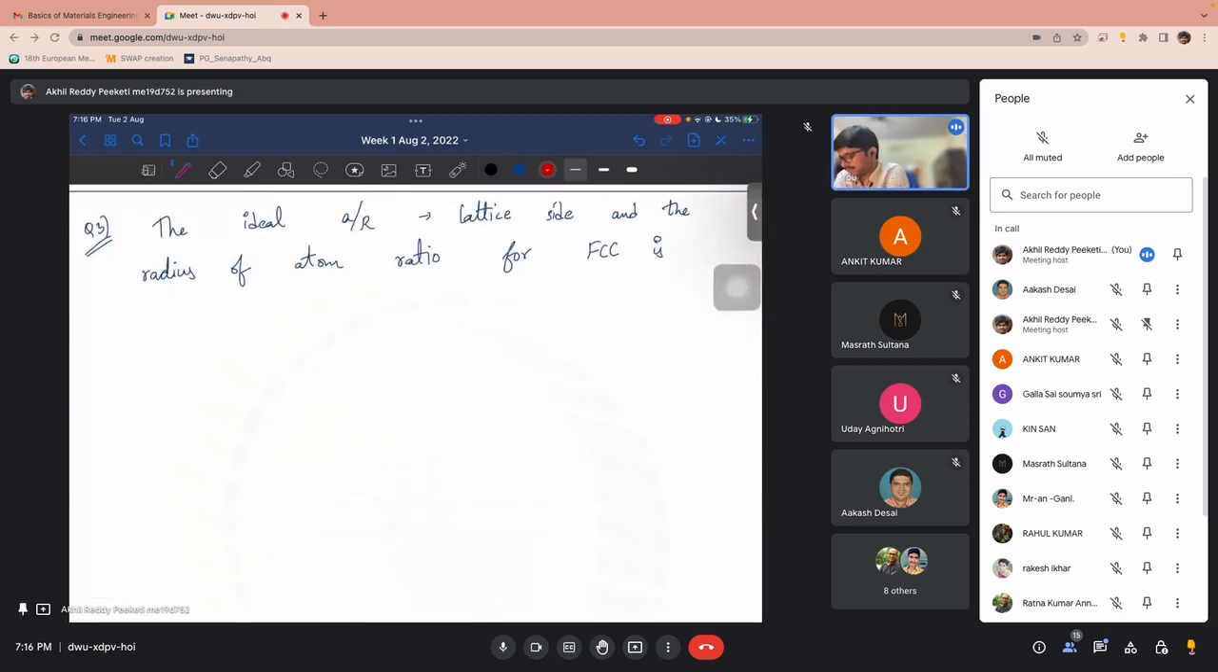Yeah, so this is a little tricky. What should be the A by R? A meaning the side size of a unit cell, and R being the radius of the atom. In an ideal case, what should be the relation between A and R for an FCC structure? Can any of you tell how we can proceed with these kinds of questions? Here we are looking at FCC. Let's say if you have simple cubic or anything, how do we proceed?